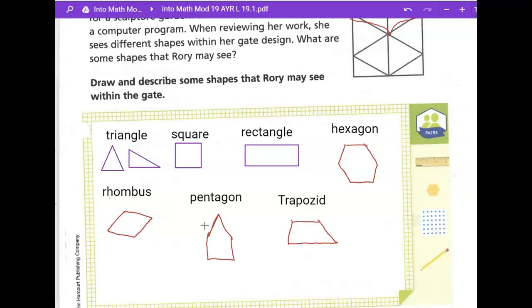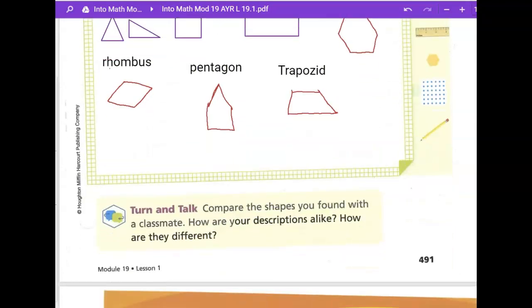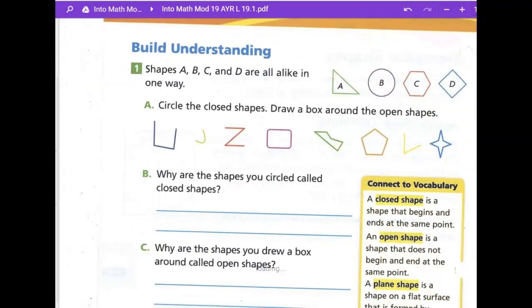Okay, I found one 6-sided shape. I found 2 3-sided shapes, one with 3 sides of equal length and one with no sides of equal length. And I found one 5-sided shape with 2 pair of sides of equal length. Okay, we're not going to type all that. Let's go on to the next page.